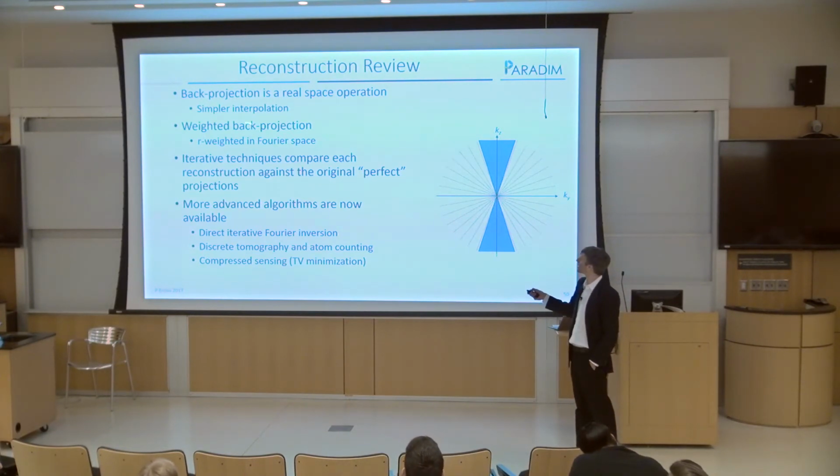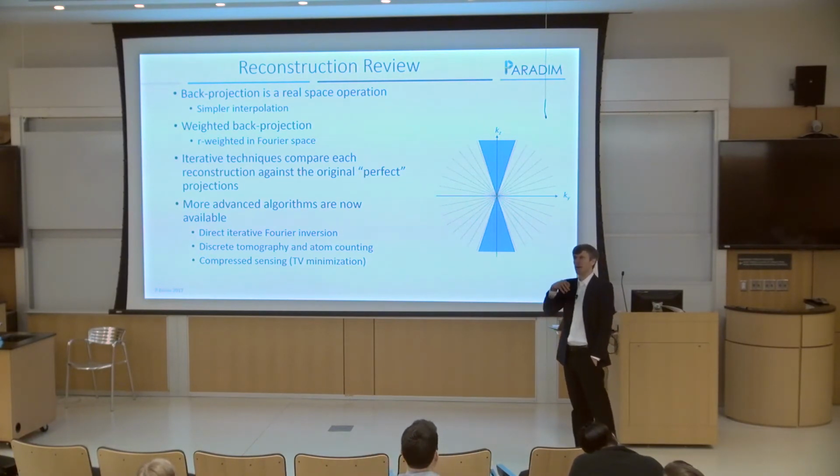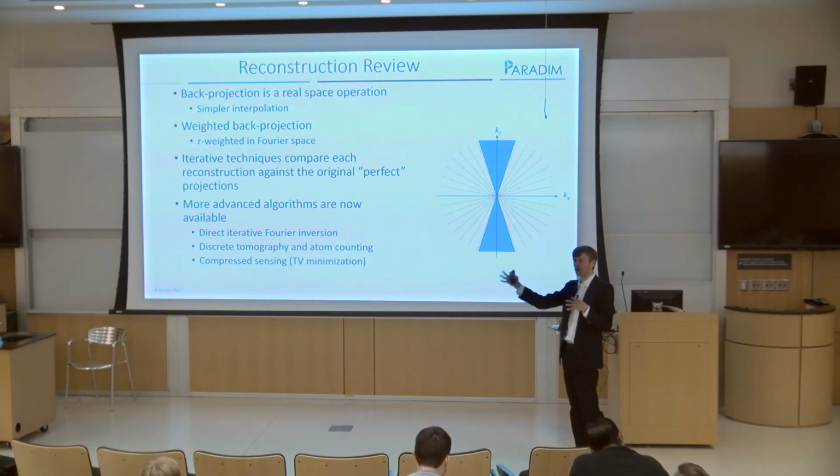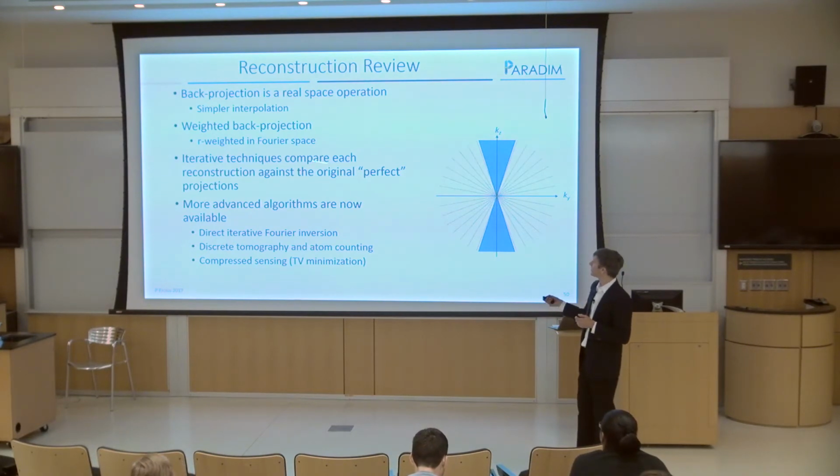Weighted back projection means that you do this back projection, but you use an R weighting in Fourier space. When you're doing the reconstruction, you're overweighting the low frequencies and underweighting the high frequencies, so you just use a filter that does the opposite: R weighting, the distance from the 0. These iterative techniques compare each reconstruction.